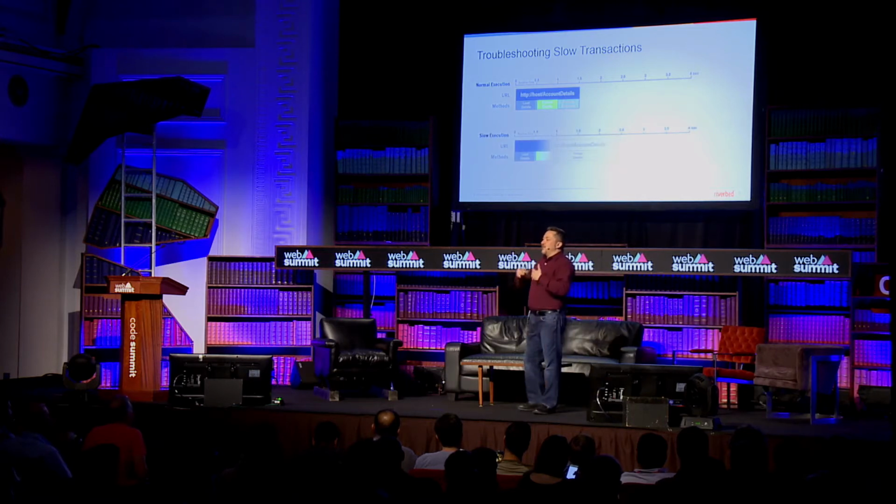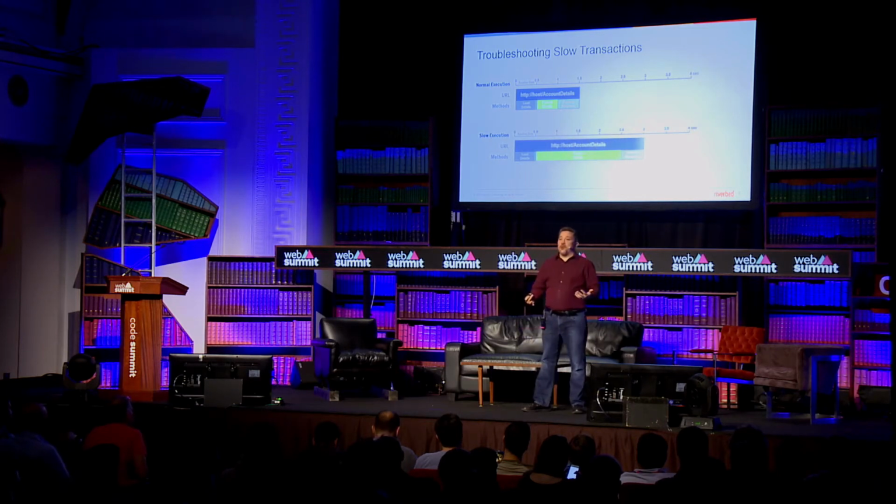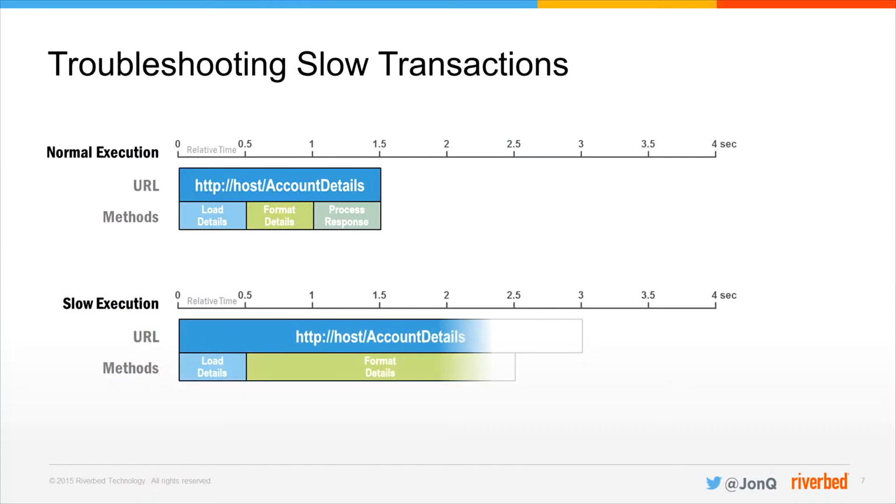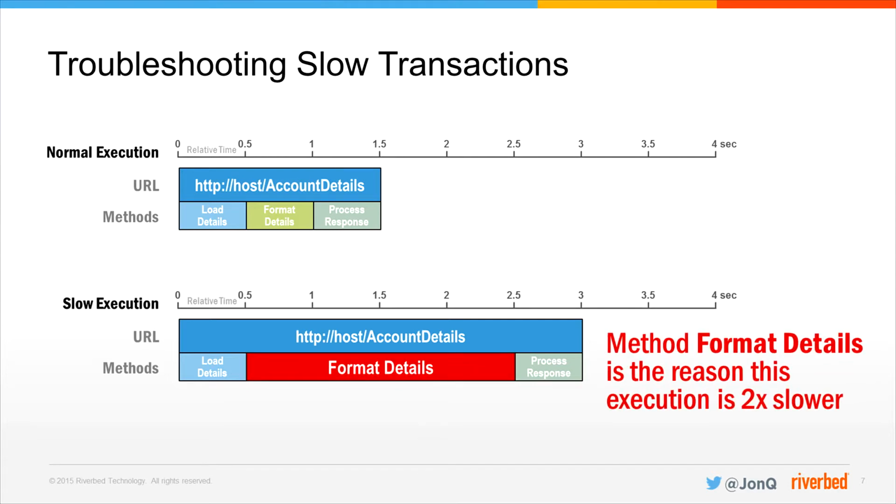But then maybe at some point in time you get a report of slow code and you look at your logs and so on and you determine, I have one execution that took 3 seconds, and the bulk of the new delay is in that middle method, in format details. And this has now been the reason that my code is 2 times slower.